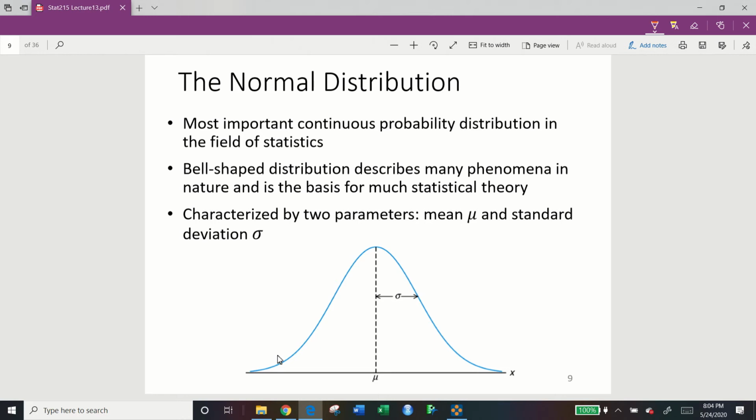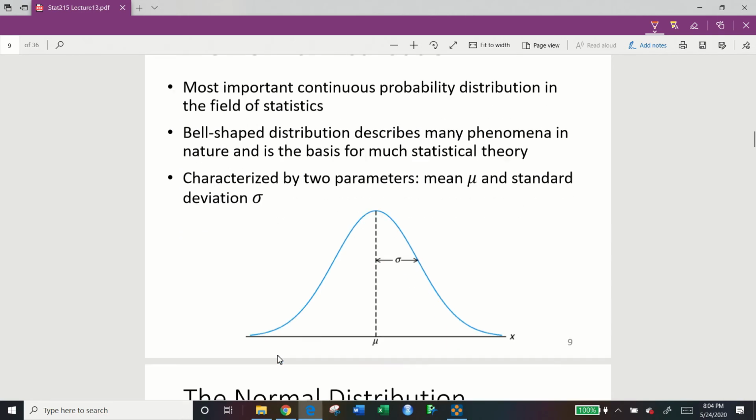I cannot emphasize how important the normal distribution is. For those of you who are seniors and juniors, some of you may have encountered the normal distribution in some of your coursework. For those of you who are more towards the beginning of your study, you're likely to see this going forward. This is something, even in my career as a statistician, that I have to use frequently.